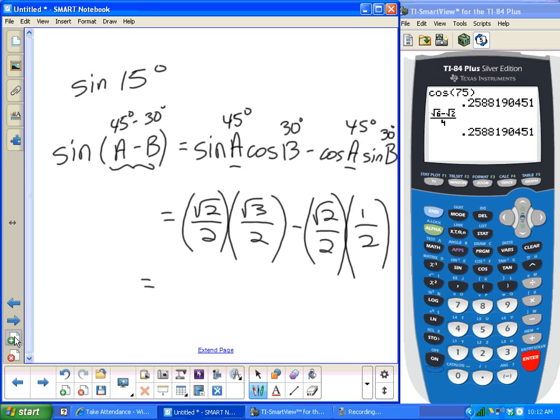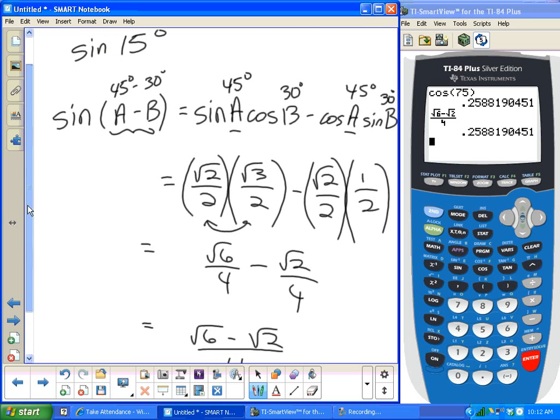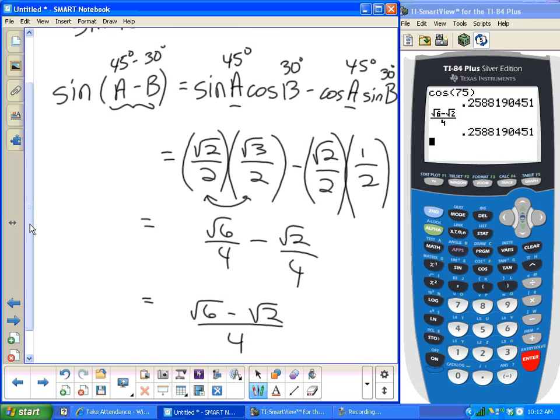All right, now let's multiply this out. It's really the same thing as the last one. What's that going to give me for the first two that you multiply? Square root of 6 over 4. And then square root of 2 over 4. You're always going to get 4 as a denominator there, so it works out really nice that you can just write it as one fraction. So that's the exact value as the sine of 15 degrees.